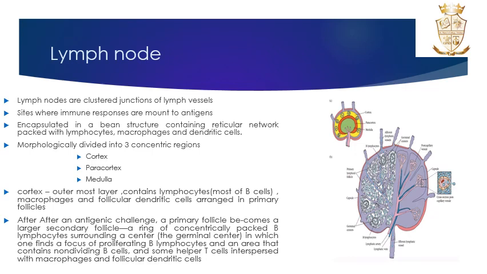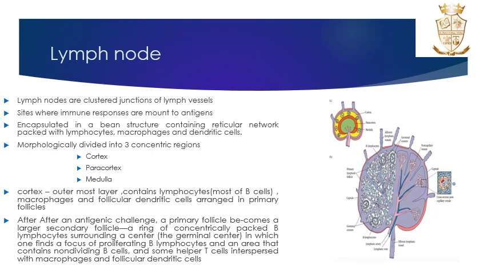Cortex is the outermost layer, which contains lymphocytes, mostly B cells, and macrophages and follicular dendritic cells arranged in primary follicles. Since it contains mostly B cells, it is called a thymus independent region. After an antigenic challenge, a primary follicle becomes a larger secondary follicle, a ring of concentrically packed B lymphocytes surrounding a center. The center is called a germinal center.